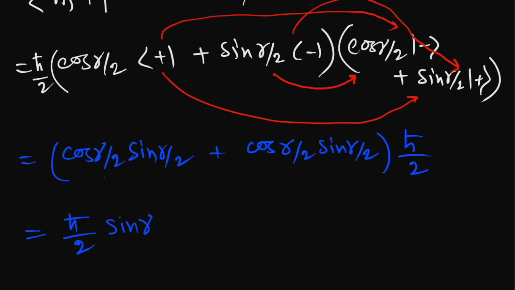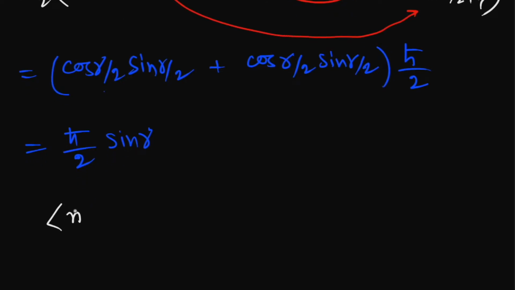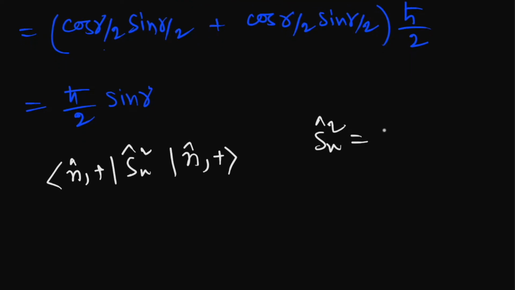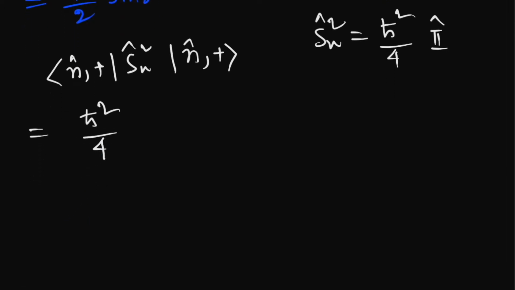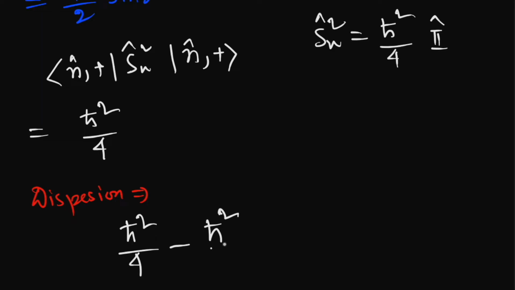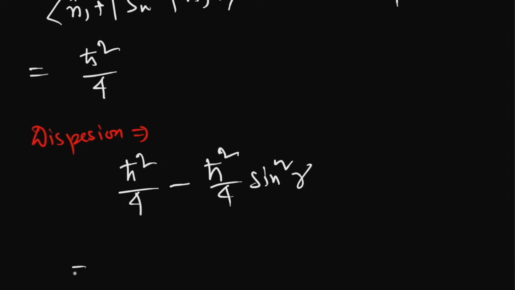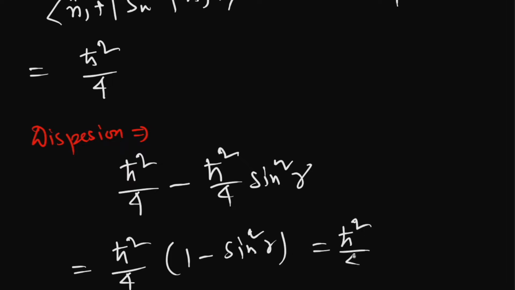And what will be the value of Sx square? Its expectation, that means n cap plus Sx square its expectation. As we have seen from the previous problem, the value of Sx square is nothing but h cut square by 4 into the identity operator. If we use it, the expectation value of Sx square will be h cut square by 4. Then what will be the dispersion? Dispersion is h cut square by 4 minus h cut square by 4 into sin square gamma, that is h cut square by 4 into 1 minus sin square gamma, that is h cut square by 4 into cos square gamma.